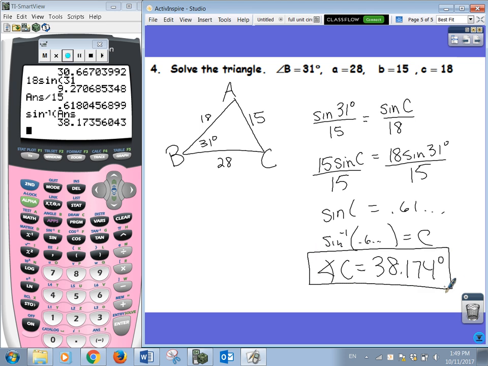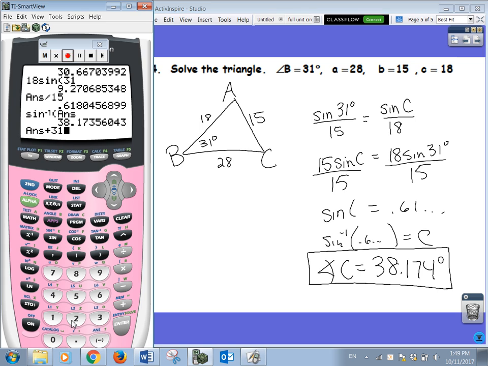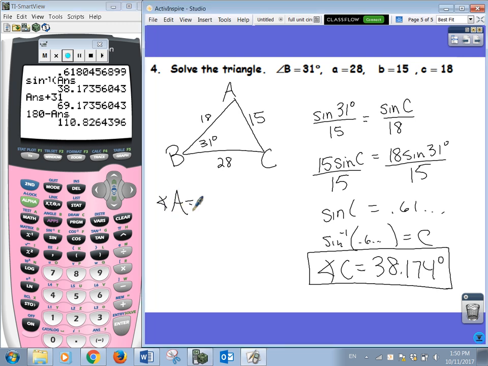degrees. How do I find my other angle? Well, I know one angle's 31, so I just add that to 38. There's two angles. 180 minus that 69 degrees is my other angle. So angle A is equal to 110.826 degrees. Notice it is obtuse, so if you'd use law of sines, you might get an extraneous answer, you might get a negative answer, but it would be incorrect.